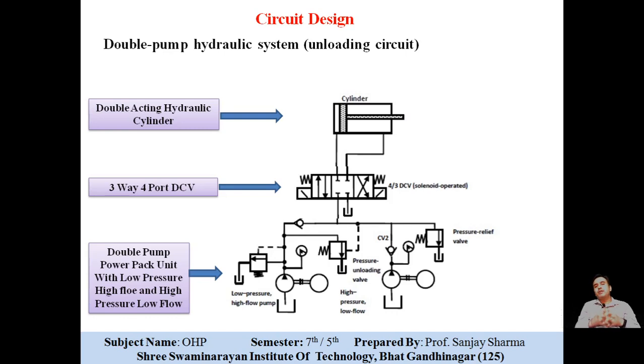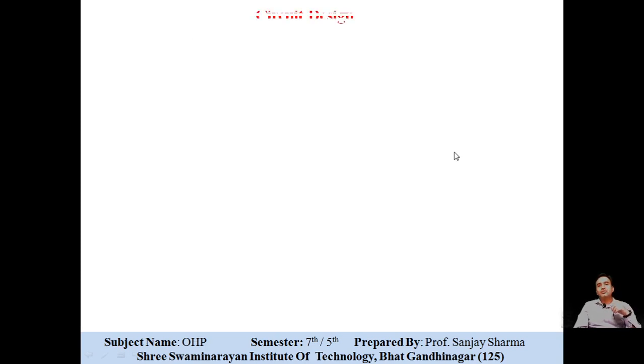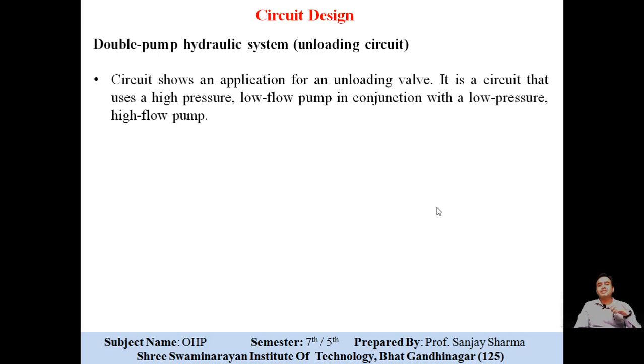So double pump hydraulic system or unloading circuit is used in many other machines where shearing operation for a particular time in single stroke, different requirements are there: high pressure and low pressure, high flow and low flow. So in order to satisfy this, double pump hydraulic system or circuit is utilized. Now the second circuit, before we go to the second circuit, I'll just go to the descriptive portion which I have discussed with you right now through the diagram.